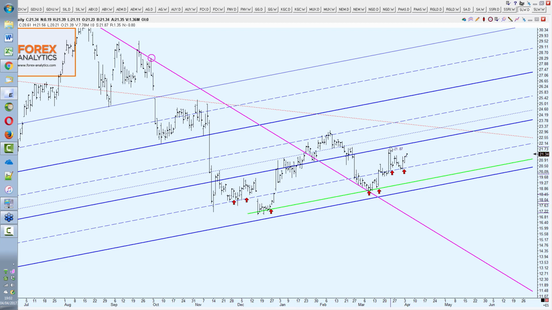In terms of resistance, I'm going to look here at the median line of the fork. You can see we pushed up to that. So I'm looking to see support at around about 2037. I'm looking to see resistance around about 2210.